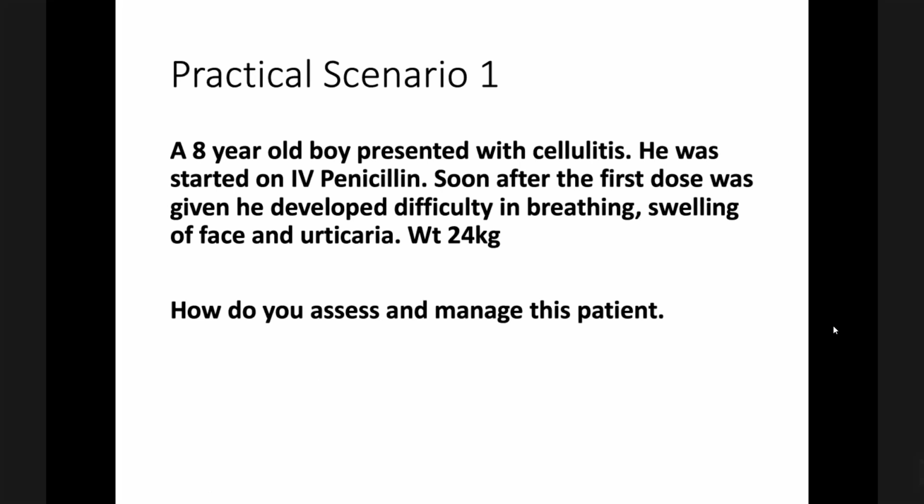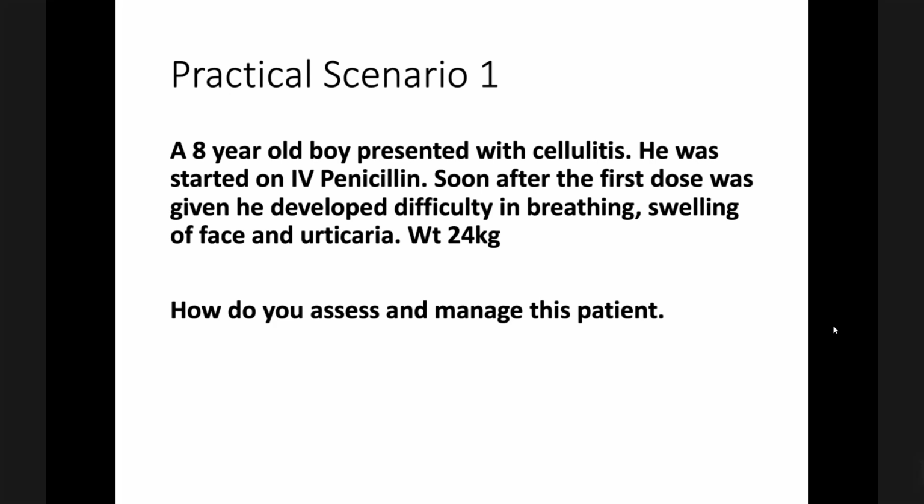Now, for example, this is an anaphylactic case. So an 8-year-old boy presented with cellulitis and somebody had started him on IV penicillin, but as soon as penicillin was given, he had difficulty in breathing, swelling of the face, urticaria. And so the examiner will say, okay, you need to assess this patient and tell us how you manage. So, first thing, if I were the student, I will probably say, okay, it sounds like anaphylaxis. So I will quickly get adrenaline. I will tell the dose: the age is 8, weight is 24. So 0.3 milliliters of IM adrenaline, 1 in 1000.